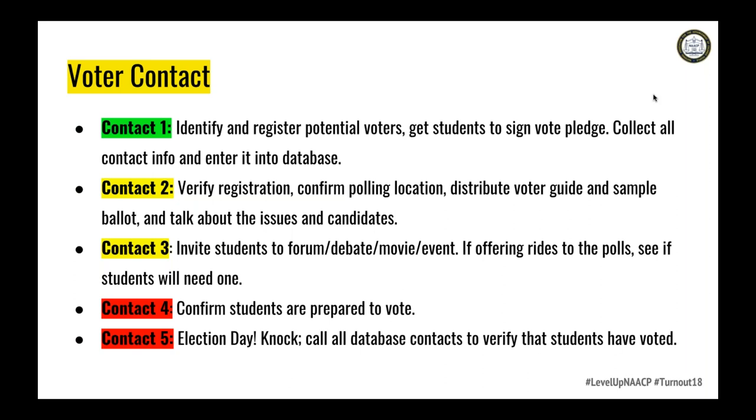As we get into the final week, when we're thinking about the end of October and the beginning of November, we really want to begin to confirm that students are prepared to vote. Are students aware of the issues? Do students know who is on the ballot? And are they 100% sure about where their polling location is? And again, just asking them, are they going to vote on November 6th, and making sure that that's guaranteed, right? And I'll show you how to make sure that you can put that in your database as well.